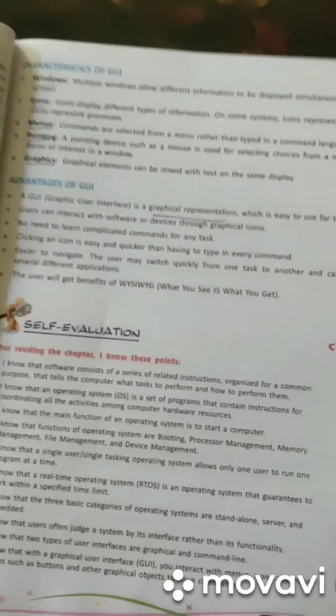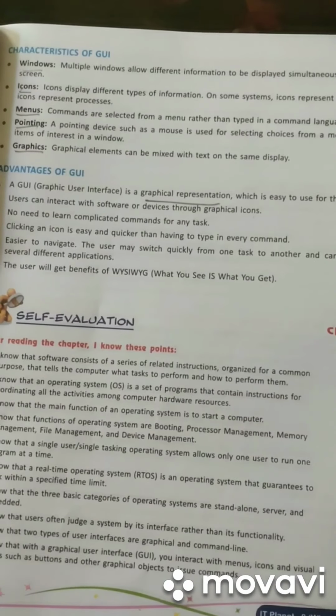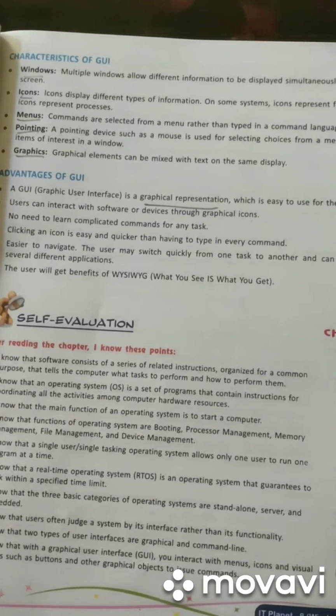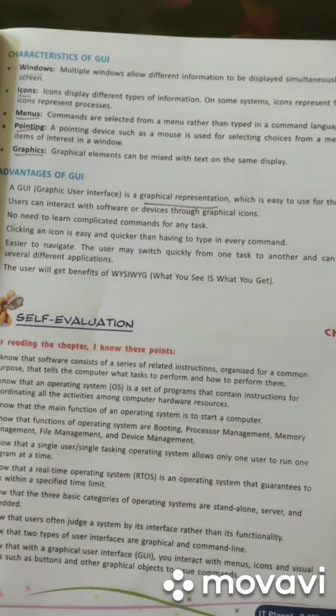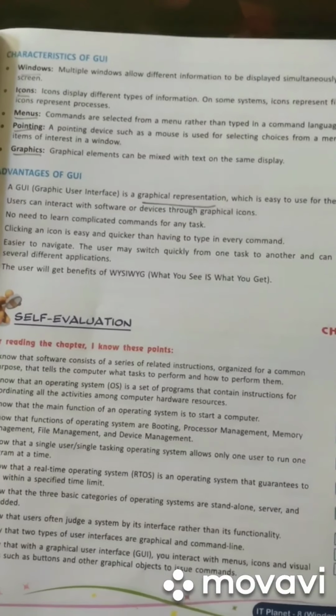So now we will review what we have gained from the given chapter. We learned about standalone operating systems. We learned about the categories of operating systems. We learned about user interface, software, operating systems, functions of operating systems, and types of operating systems. These are all the terms we have gone through in this chapter.